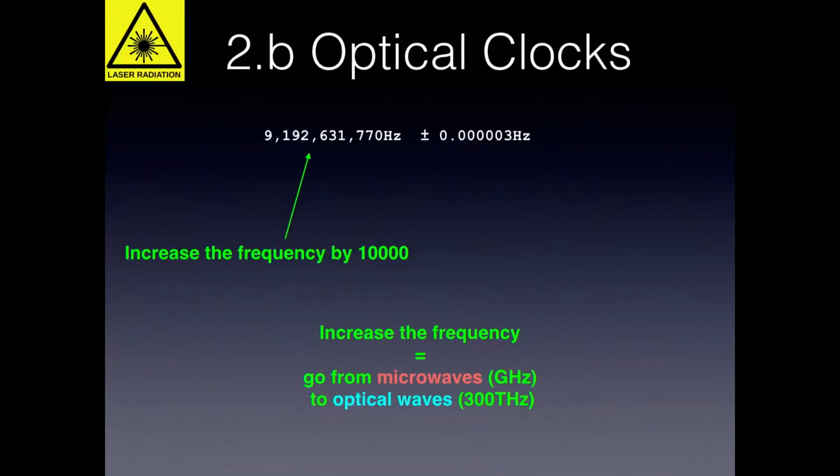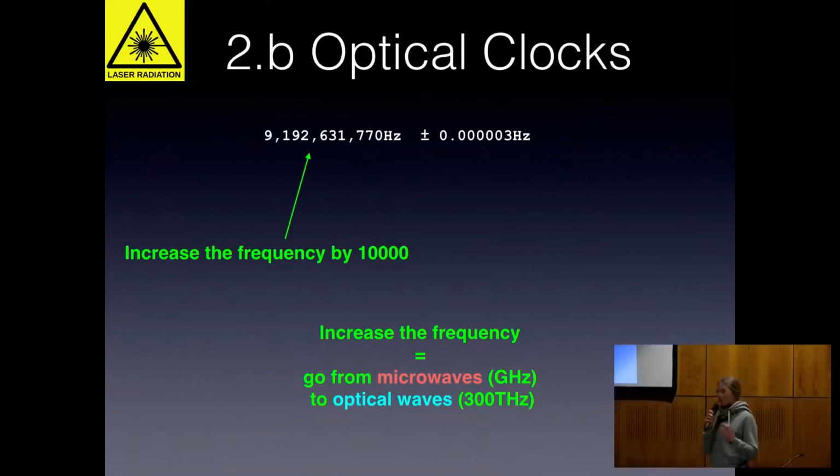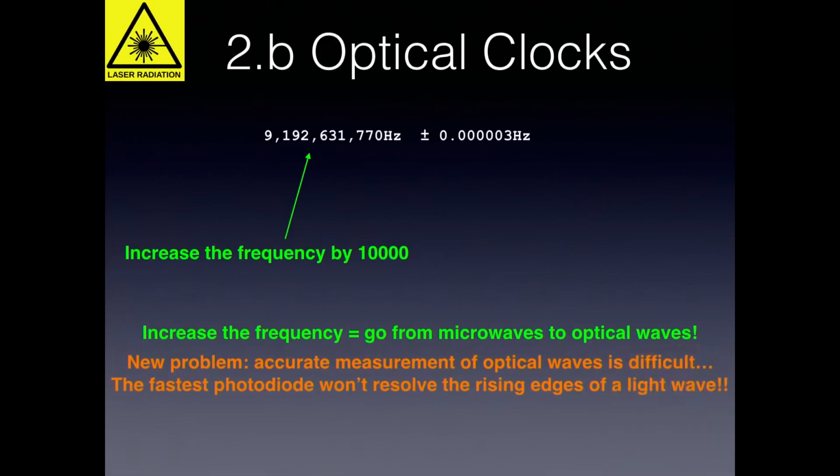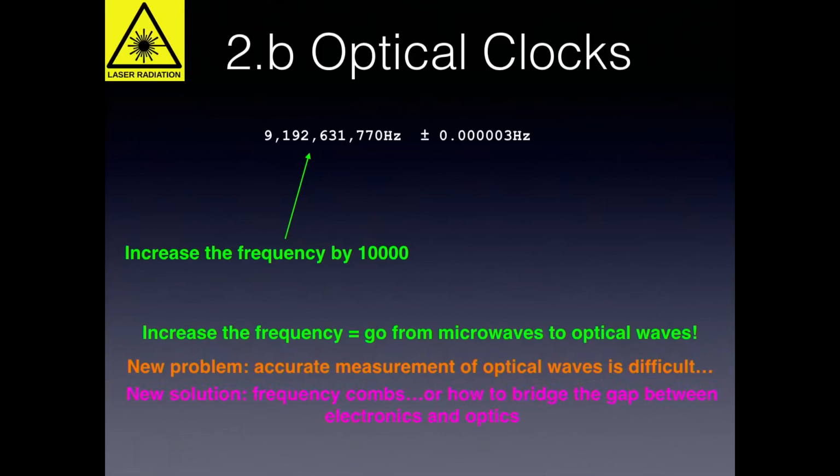Nevertheless, if you want to increase the frequency and go from microwaves in the gigahertz regime to optical waves, say 300 terahertz, then you encounter a new problem, because it's very, very difficult to have an accurate measurement of optical waves. You don't have a counter, you don't have a photodiode that you put in your beam and is going to monitor your optical wave. That's just never going to happen. So what do you do? Well, there is a solution, and it's called optical frequency combs.